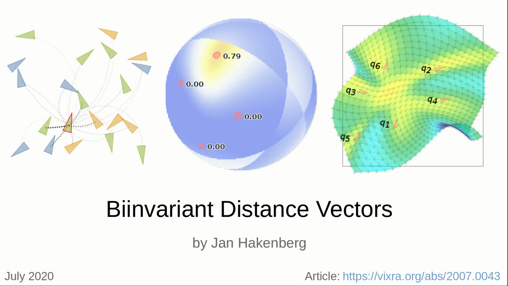This video accompanies our article on bi-invariant distance vectors for homogeneous spaces. We discuss applications, introduce the different types of distance vectors, and conclude with a comparison.